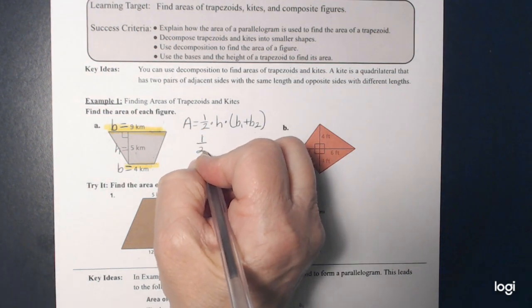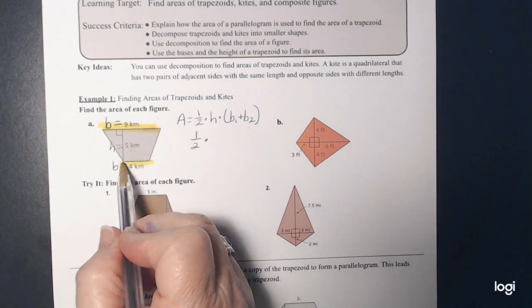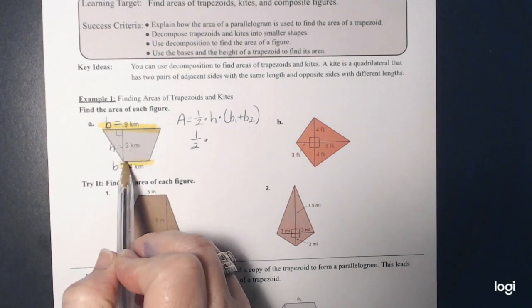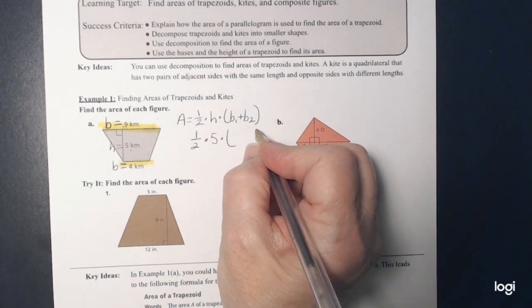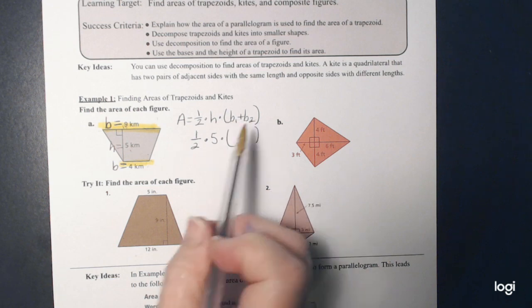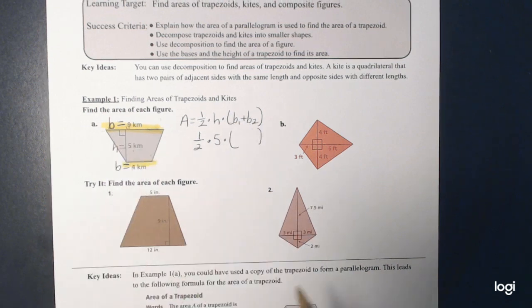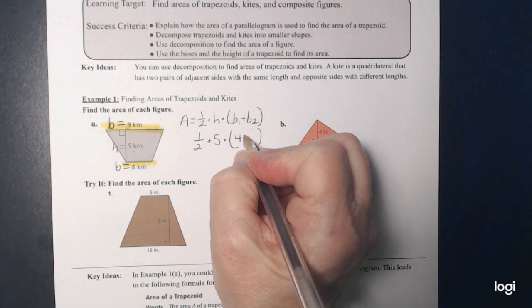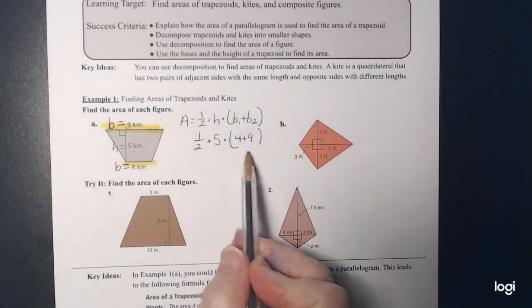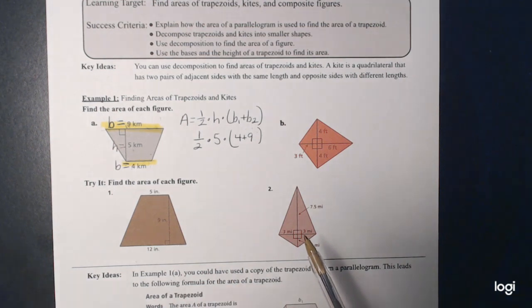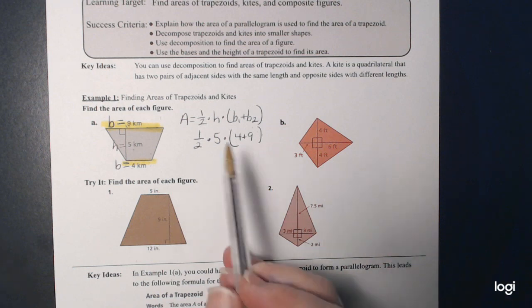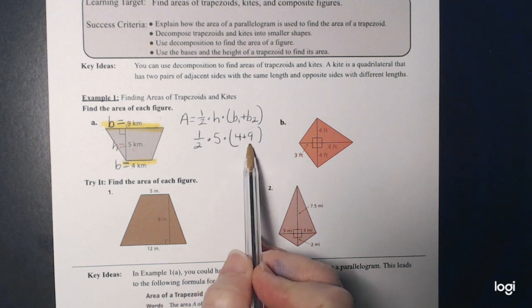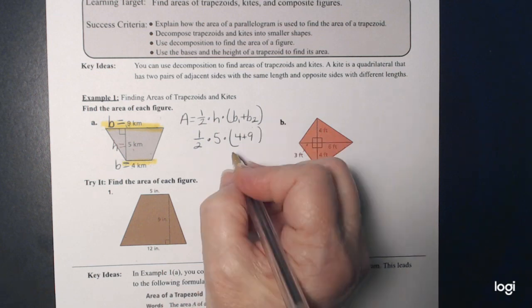We'll say 1/2. The height we know is the line here that makes the perpendicular from one base to the next, and that's 5. And then in parentheses here, we have to add the two bases together. Well, the numbers we highlighted were 4 and 9. And it doesn't matter if we put the 9 first or the 4 first, because according to order of operations, we're going to add those two numbers together. Okay, so I'll slow down a little bit so you can write all this down. So according to order of operations, we're going to add 4 plus 9. Well, that's 13.